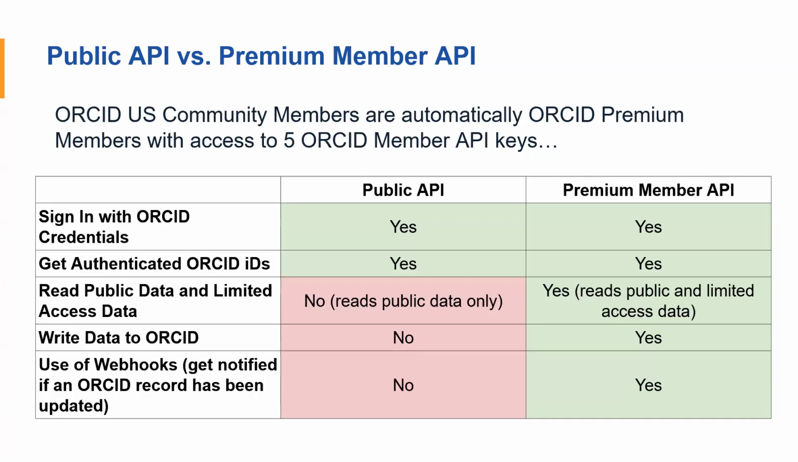The public API is only capable of reading publicly available data. Meanwhile, the Member API allows for both reading publicly available data and limited access data or data that are available only to organizations authorized by the researcher. With writing data to ORCID, it is only available if you are using the Member API key. Webhooks is also a functionality only available with the Member API. Organizations using the Member API can use webhooks so they can get notified that an ORCID record has been updated.